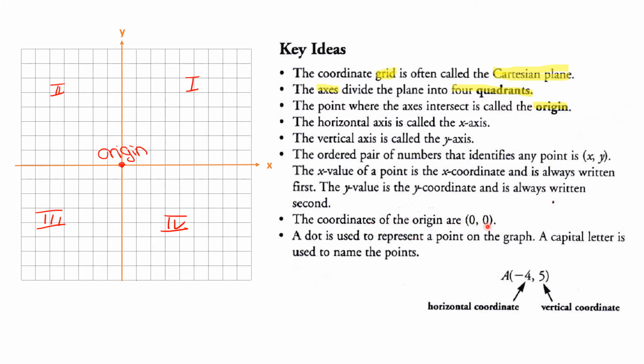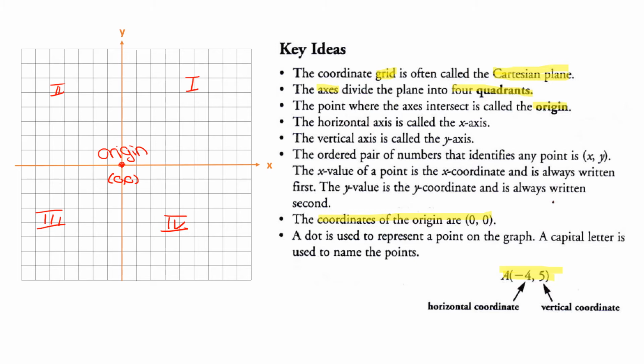The coordinates of the origin are (0, 0). Let me put that on here. The coordinates of the origin are (0, 0). That's the coordinate there of the origin. So let me highlight that as well. A dot is used to represent a point on a graph. A capital letter is used to name the points. So I'm going to graph this point. I'm going to plot this.